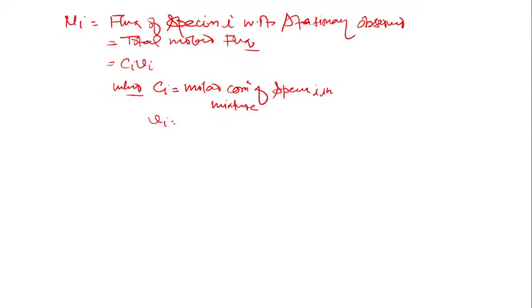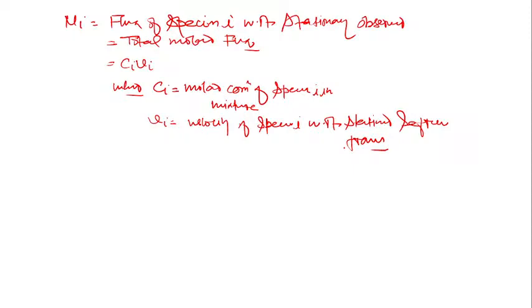And Vi is called velocity, the velocity of species I with respect to the stationary reference frame. Means stationary observer. We have measured the velocity when the observer is stationary. So when I multiply Ci with Vi, I get the flux.